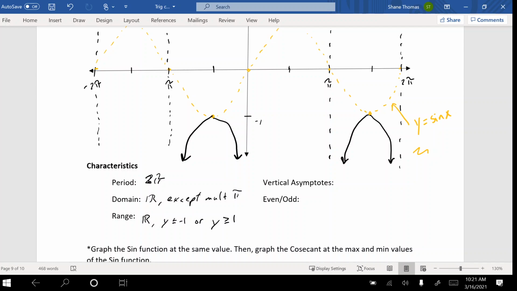Okay, you have vertical asymptotes, multiples of pi. And then even or odd, this guy would be odd because it has origin symmetry.